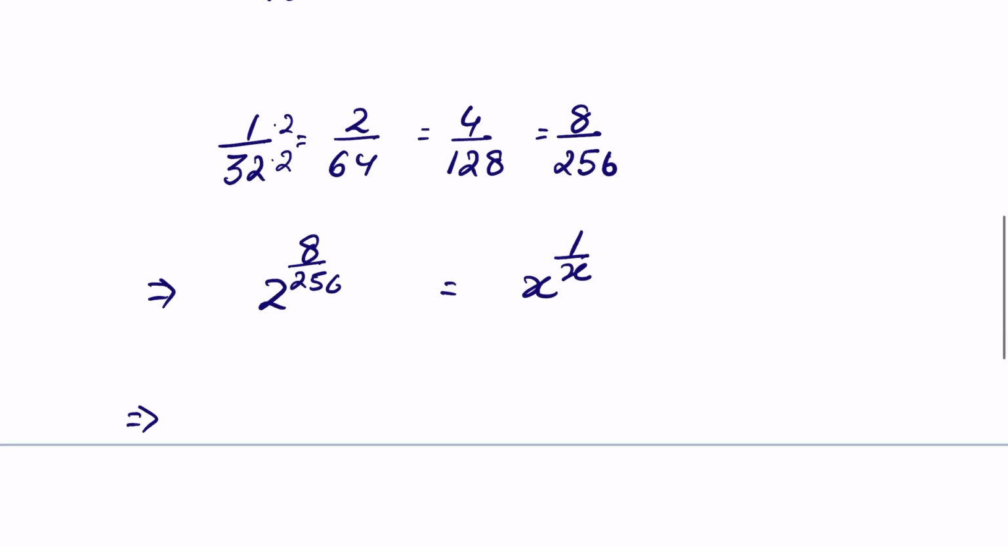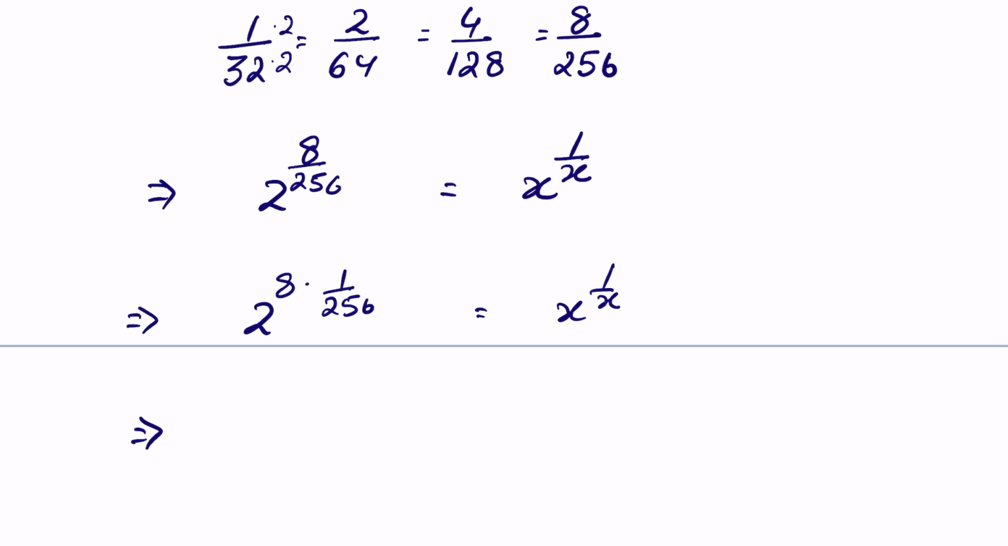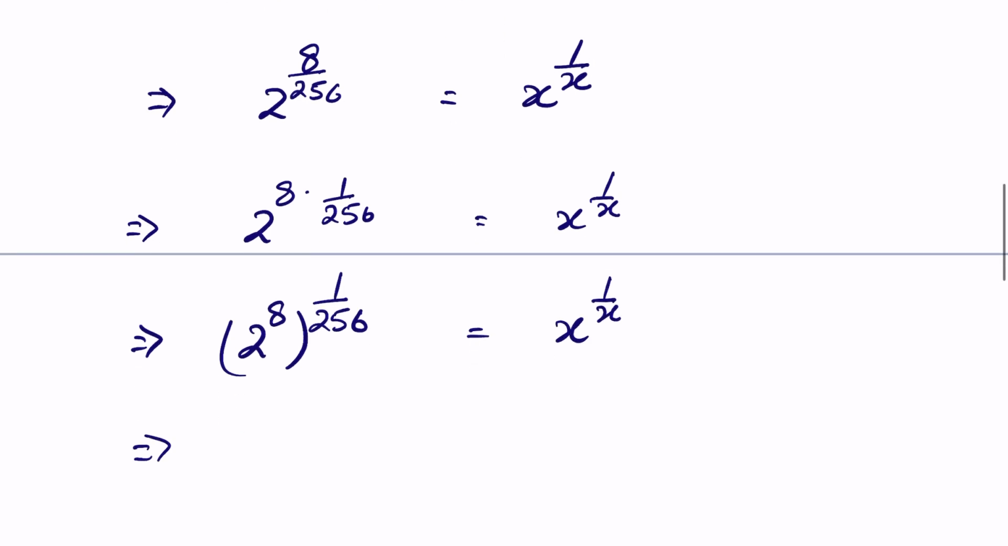Now this we can also write as 2 raised to the power of 8 times 1 upon 256 is equal to x raised to the power of 1 upon x, or we can write it as (2 raised to the power 8) whole raised to the power of 1 upon 256 is equal to x raised to the power of 1 upon x. Now 2 to the power 8 is equal to 256. So 256 raised to the power of 1 upon 256 is equal to x raised to the power of 1 upon x.